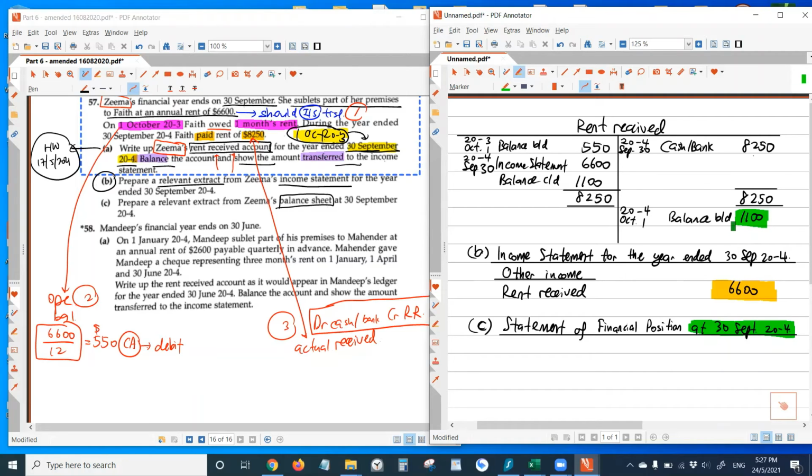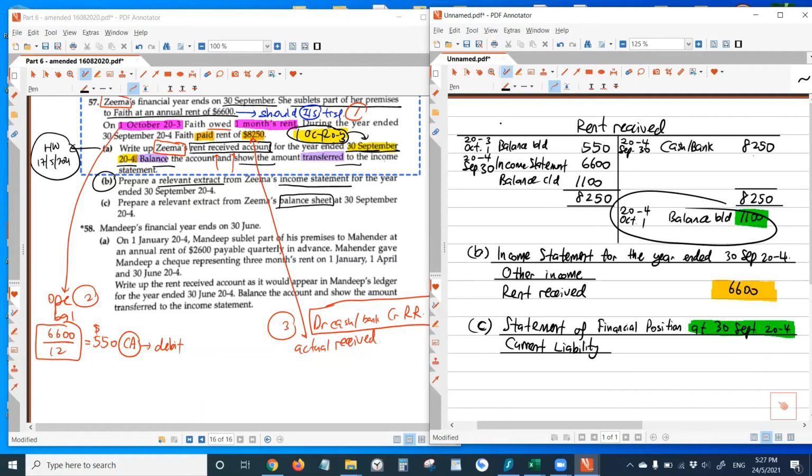So is it NCA, CA, capital, NCL, or CL? Which section should you show? It is current liability. You write the subheading, current liability, must have the subheading. Why? Because the balance BD is on the credit side. So write current liability.